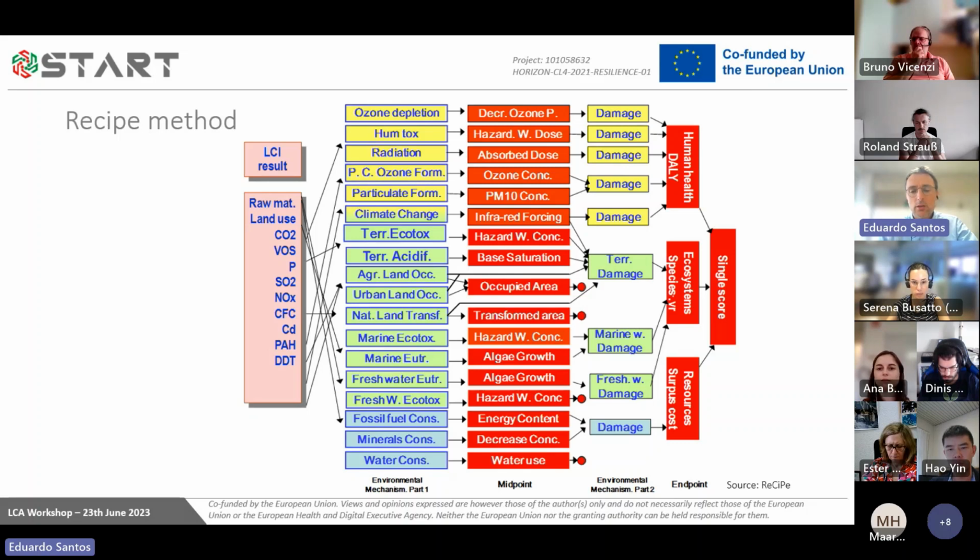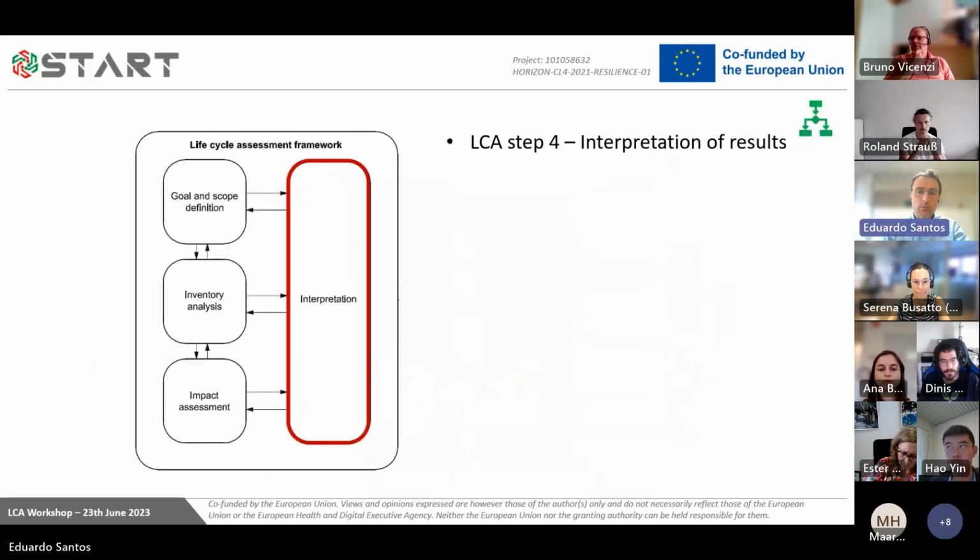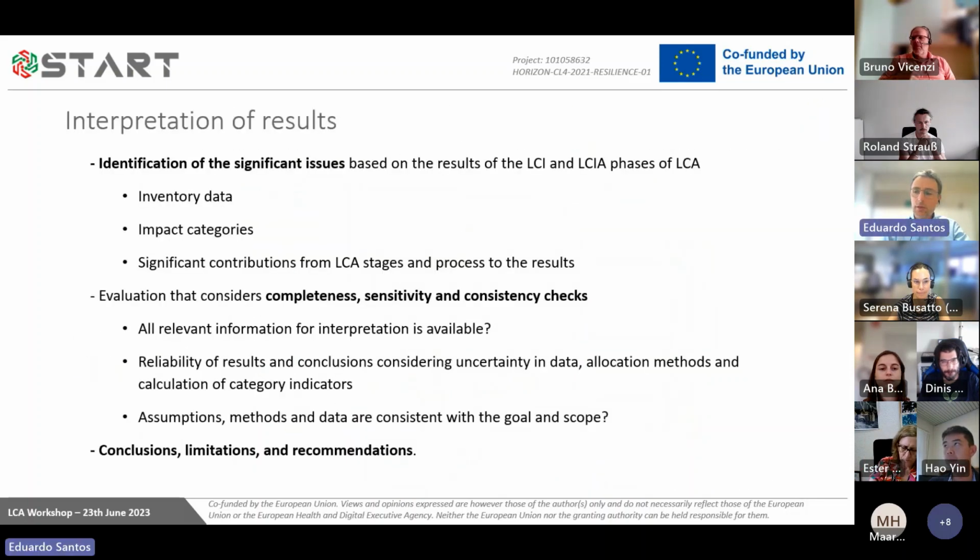And then again, those problem-oriented indicators can be converted into endpoint indicators, which are damage-oriented indicators. And that is the type of results that we'll be getting. So we'll be getting results from each of these environmental impact categories, and then we can convert these results into damage results. So interpretation, just to finalize my presentation here.